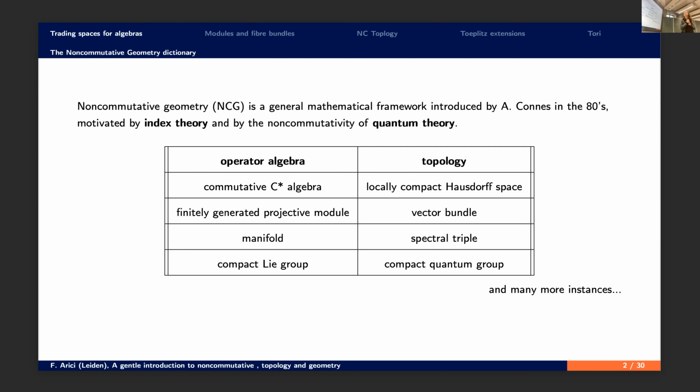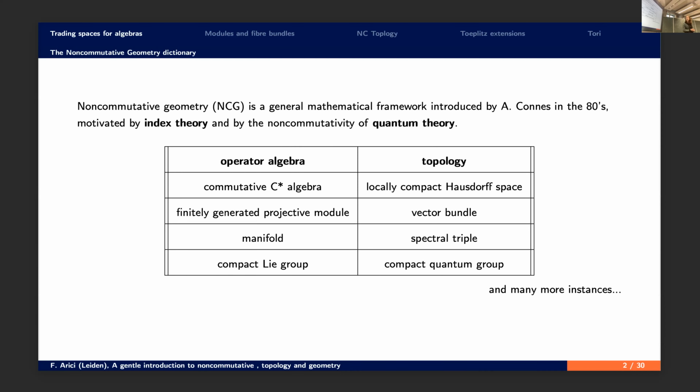What I put here is some lines of the so-called non-commutative geometry dictionary, and this will be somehow the leitmotif of my talk. So we will try to understand what this dictionary has to say about this side of the world, so topology. So what do operator algebras tell us about topology? And in particular, we will focus on the first two lines.